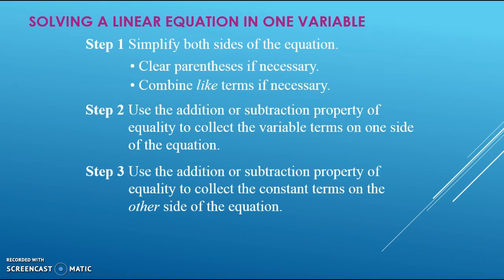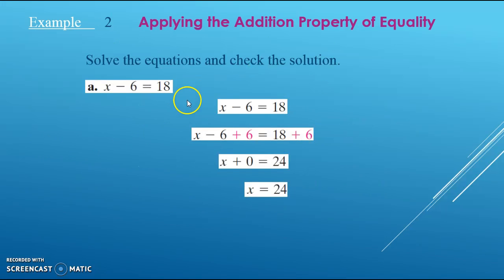So we're going to simplify both sides, getting rid of any parentheses that we might have, combine like terms, and then we're going to use that whole idea of adding or subtracting to both sides to keep the thing, quote, equal. So let me give you an example of what I mean by that, and let me find a quick, easy one to show you. Here's one for you.